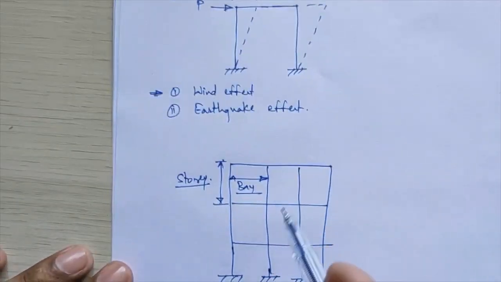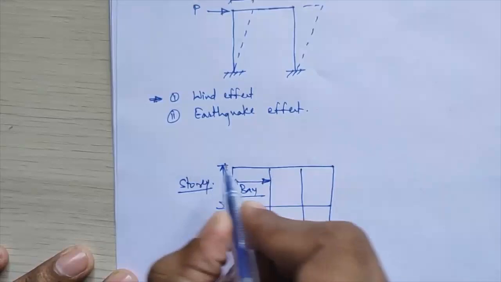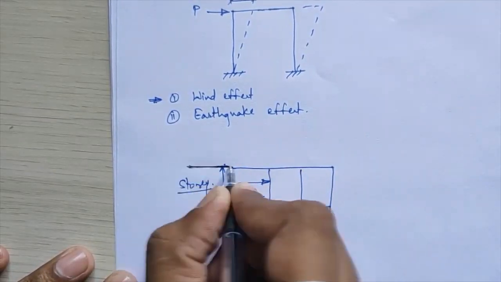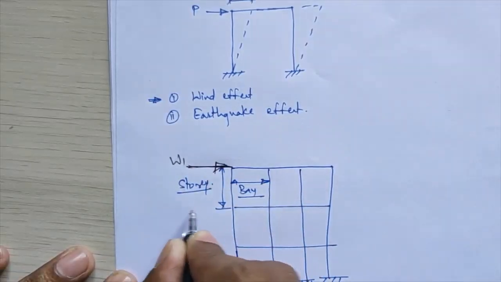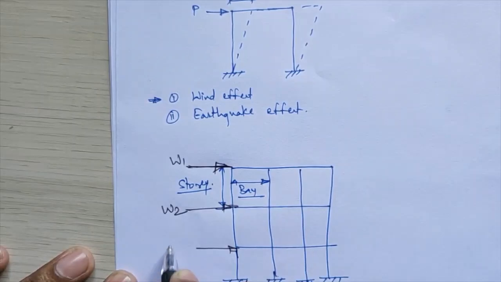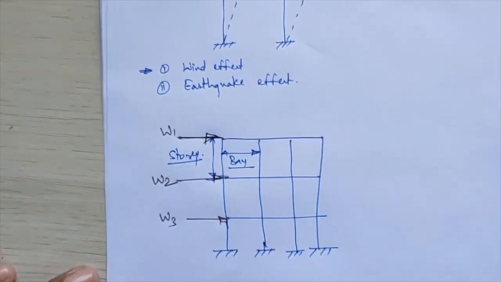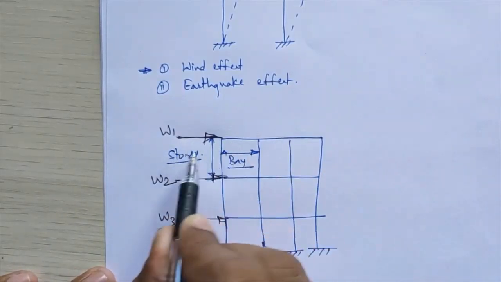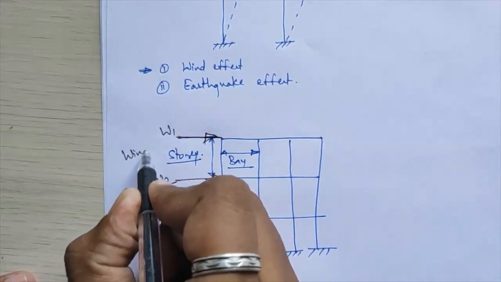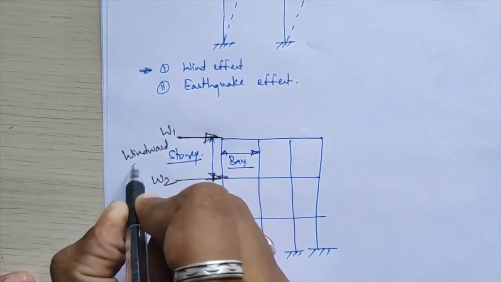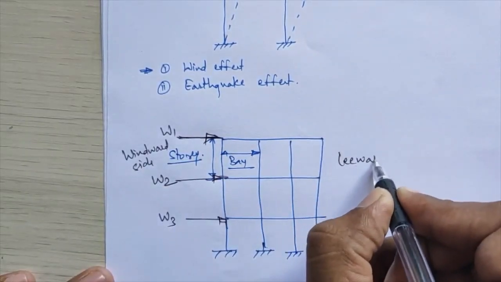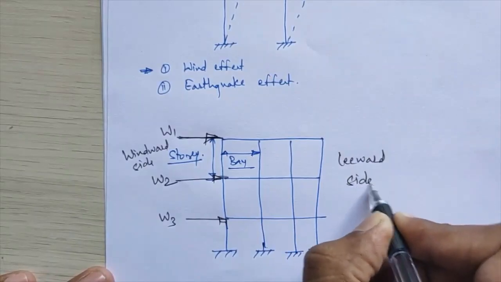Suppose this frame is subjected to lateral loads. I am marking these lateral loads here: suppose this is load W1, this is load W2, and this is load W3. Depending on the direction in which these loads are acting, that side is called the windward side, and the opposite side is called the leeward side.